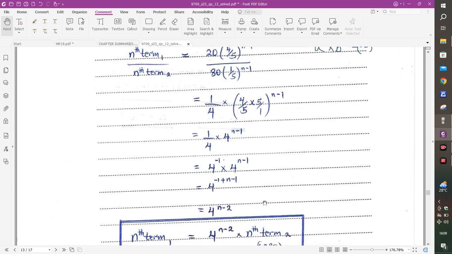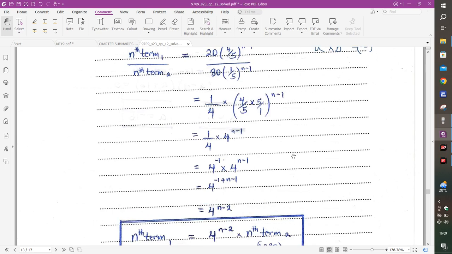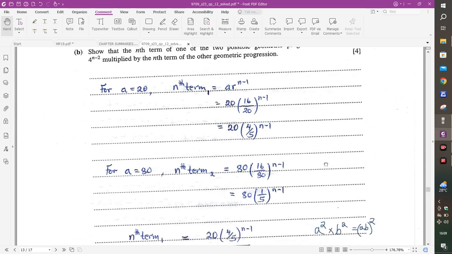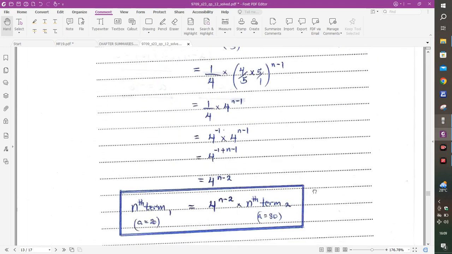You see, like I cross multiply, because the whole of this is 4 power n minus 2. So nth term 1, where a is 20, is equal to 4 power n minus 2 times nth term 2, where a is 80. Remember that this is what they told us: show that the nth term of one of the two possible geometric progressions is equal to 4 power n minus 2 multiplied by the nth term of the other. You could even say maybe the nth term of this one is y, maybe the other one is k. So that's what we have.